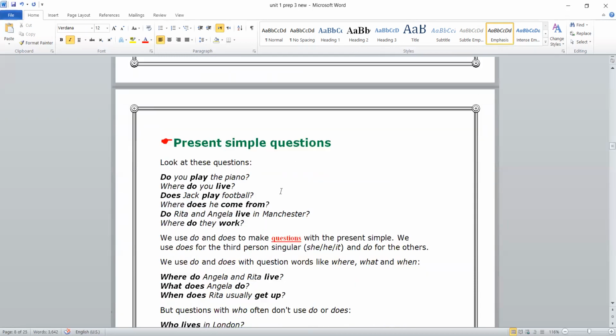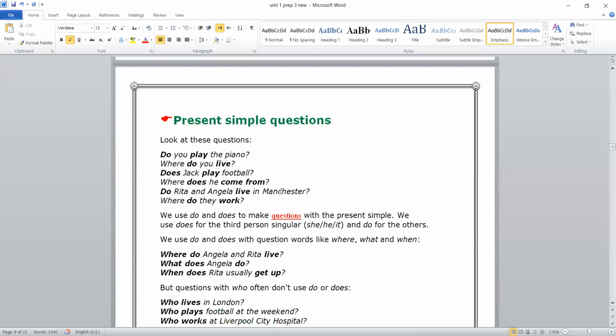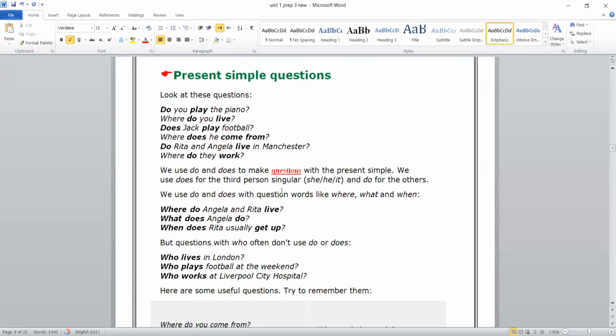Present simple questions. Look at these questions. Do you play the piano? Where do you live? Does Jack play football? Where does he come from? Do Rita and Angela live in Manchester? Where do they work? Here, students, from these examples, I want you to discover how we can form the question from a sentence in the present simple.